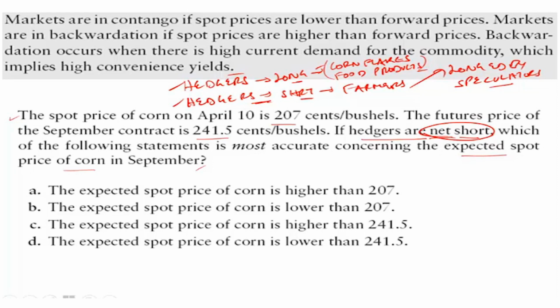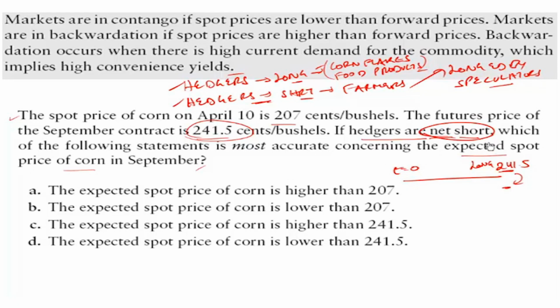So, if the speculator is coming in at a price of 241.5, because that is the price of the futures contract. So, at T equal to 0, contracts are being written at 241.5. That means the speculator is longing at this price. At maturity, the speculator will have to pay this price, and he will sell at what price? Whatever is the spot price at this time.